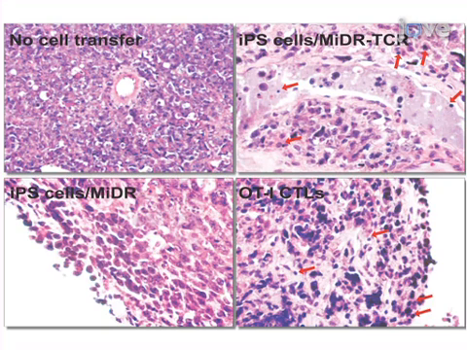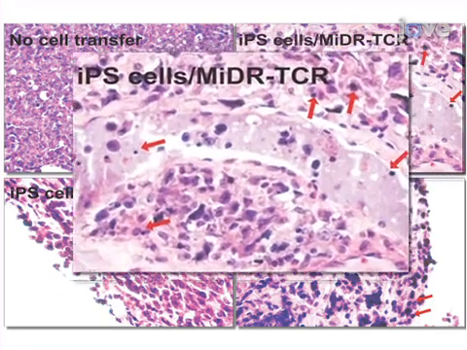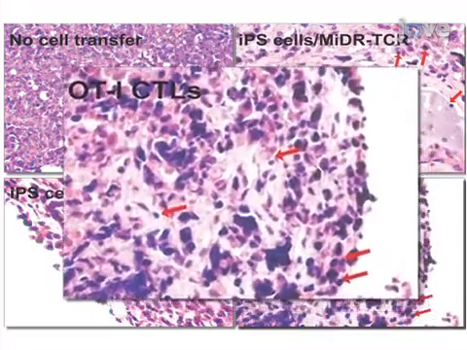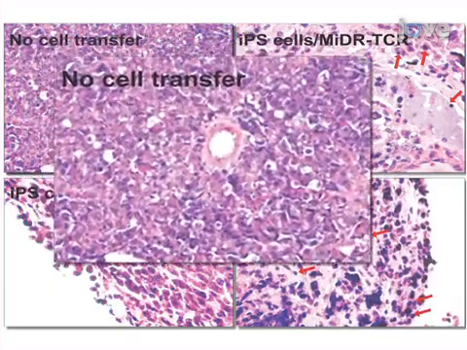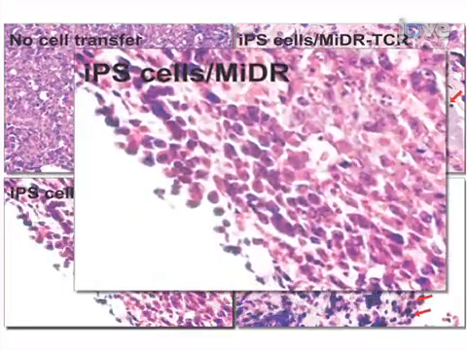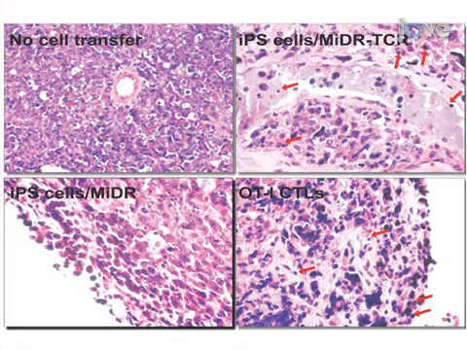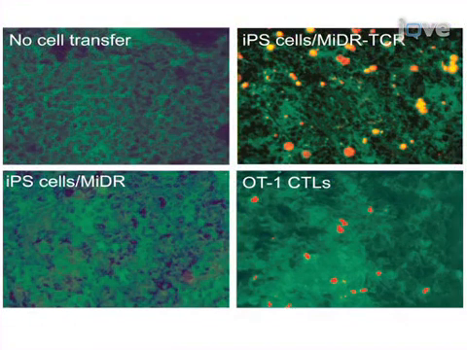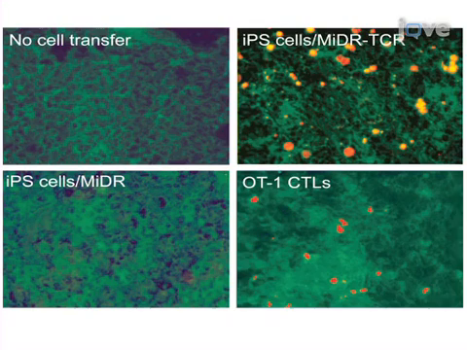tumor challenge. As seen in this H&E staining of tumor tissues recovered days 30 to 35 after tumor challenge, tumors from mice adoptively transferred with TCR-transduced cells, or OT1 CTLs, but not mock-injected or control transduced cells, were infiltrated by inflammatory cells as indicated by the red arrows. Here, ova-specific V-alpha-2 positive CTLs, in red, were found to infiltrate ova-expressing tumor tissues, in green, while tumors in mice from the control groups had fewer or no tumor-infiltrating cells.